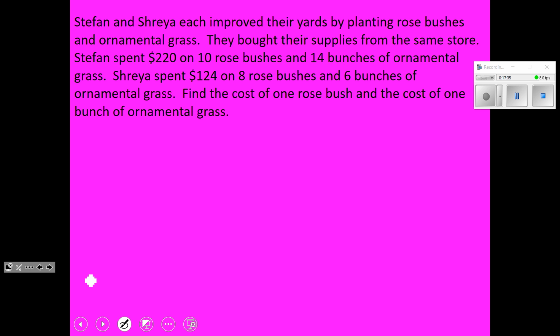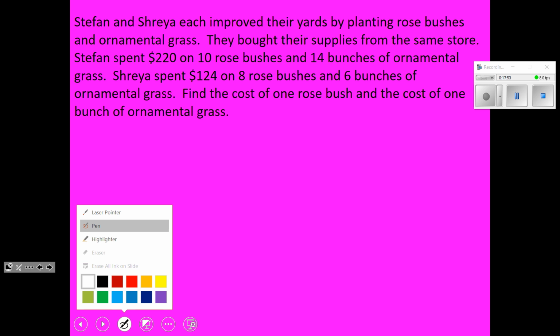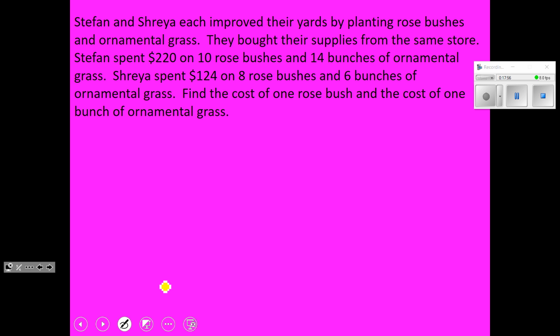Stefan and Shira have improved their yards by planting rose bushes and ornamental grass. So again, I know that I'm comparing two things. What two things are we comparing? We're comparing rose bushes and ornamental grass. So I need to pick out a variable. If I don't want to use x and y, I don't have to use x and y. If I wanted to, I could use an R for rose bushes. And you could use an O, but I'd be careful about using an O. I might use a G for grass, for ornamental grass. O's kind of look like zeros sometimes.